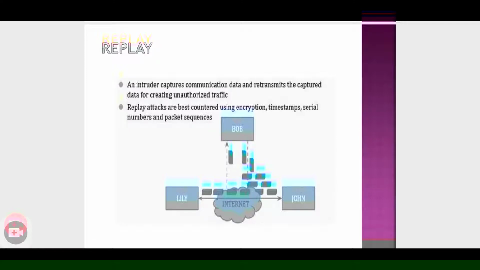And an intruder or an attacker captures the communication data and retransmits it. So replaying means retransmission. But actually what it creates is unauthorized traffic. The intruder captures the data and retransmits it to the receiver. The replay attacks are best countered using encryption, timestamps, serial numbers and packet sequences. By all these mechanisms we can give countermeasures to this replay attack. Okay, this is also an active attack.